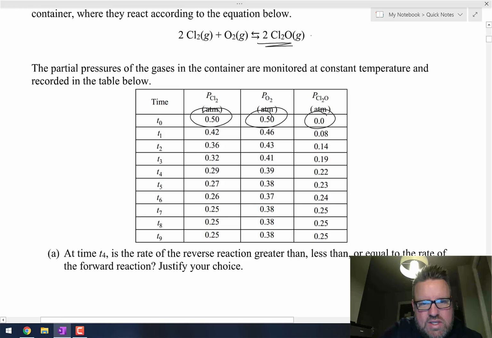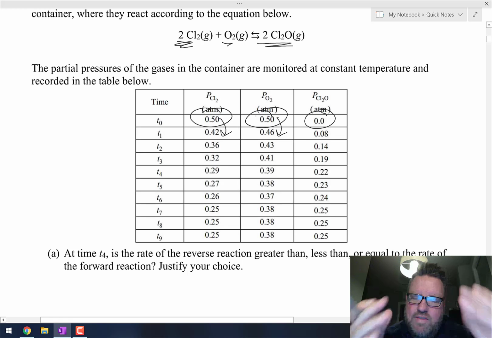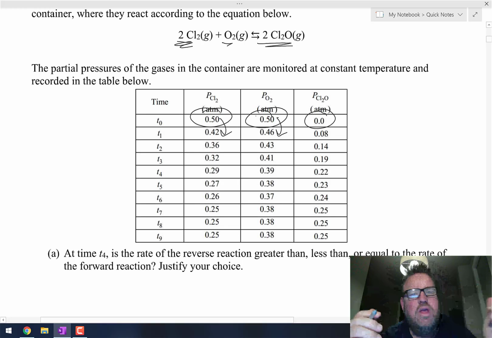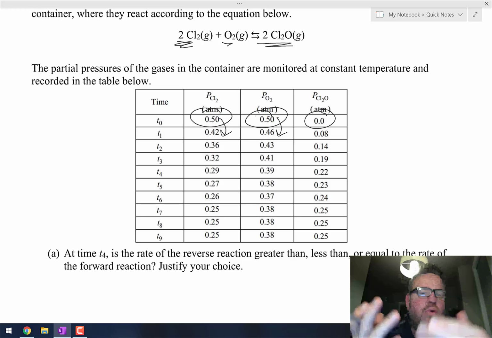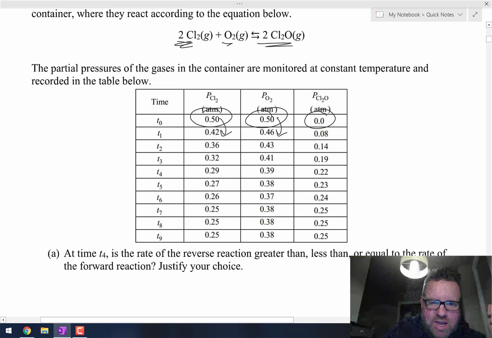And then notice what happens over time. Because of that 2 chlorines and 1 oxygen, for every 0.04 this goes down, this one has to go down by twice as much. If this reaction were to continue in the forward direction, the chlorine would obviously run out first. And you can see that here: every time the O2 goes down by an amount, the Cl2 goes down by double that amount.